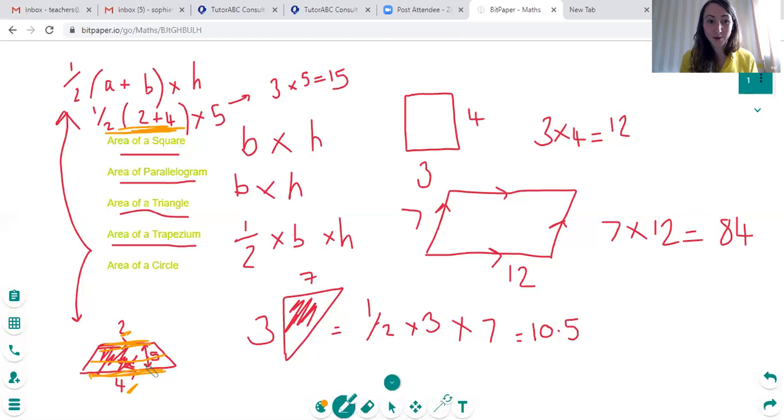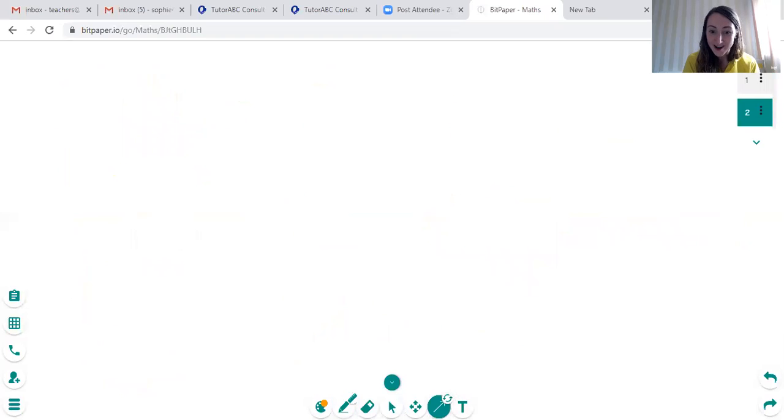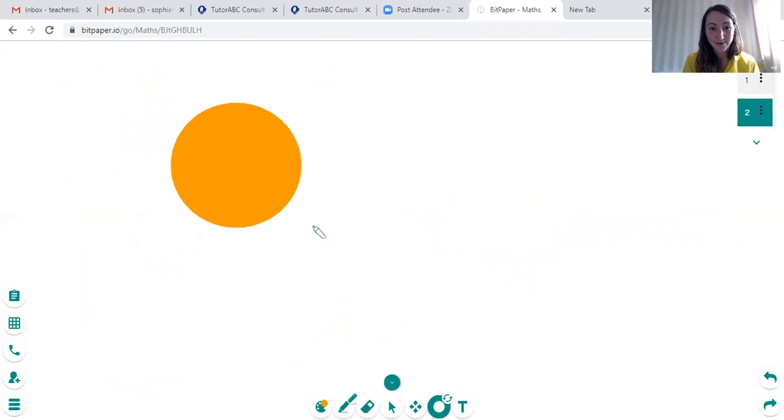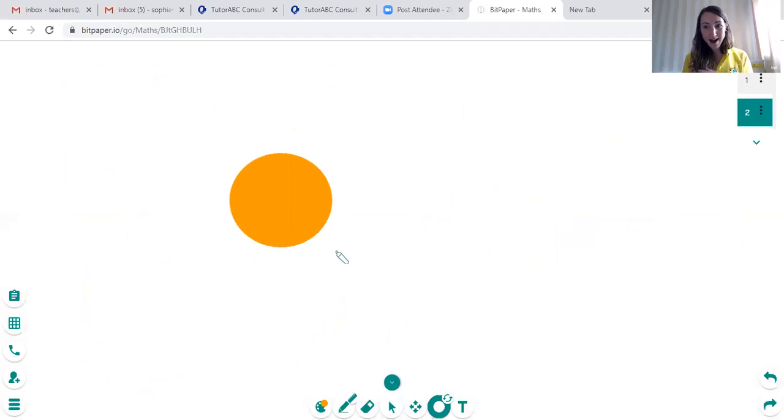Okay, so we've covered quite a bit so far. We've looked at square, parallelogram, triangle, and trapezium. And finally, we're going to look at the circle. So the area of a circle. Now, I'm not going to try and draw a circle freehand. I'm going to use a wonderful computer to show you this. So that's a pretty round circle I'm going for.